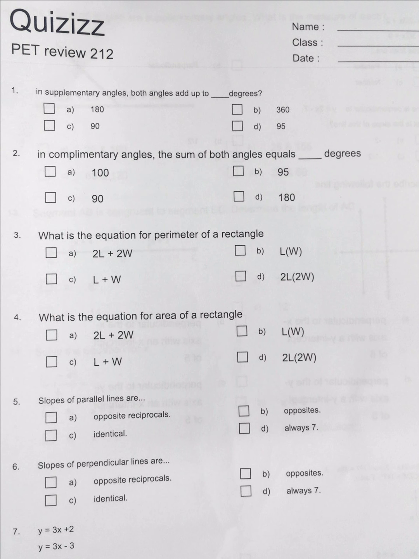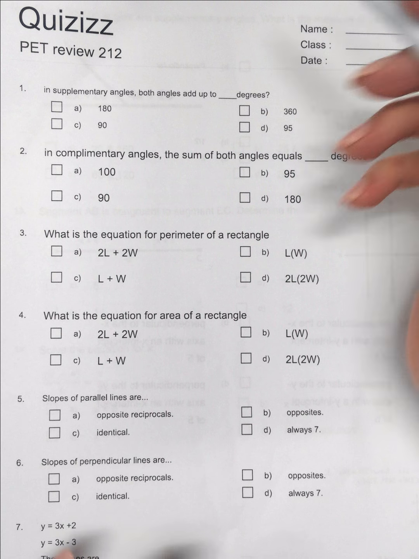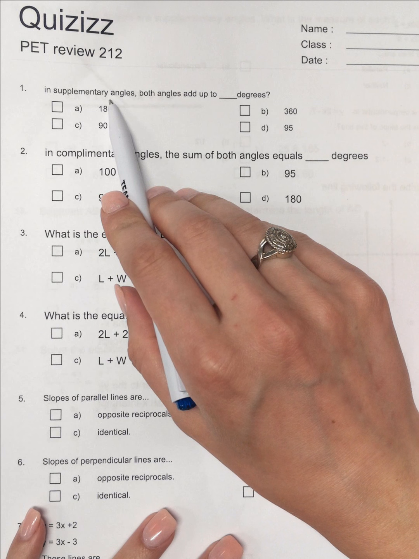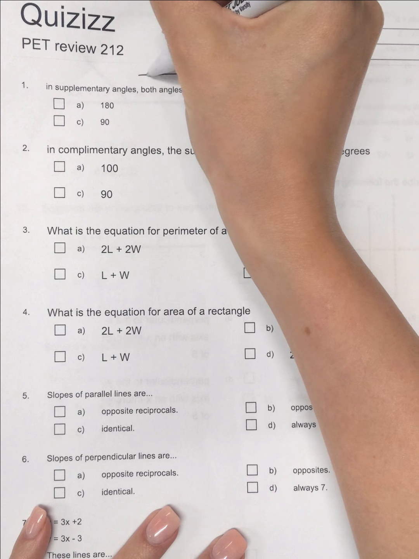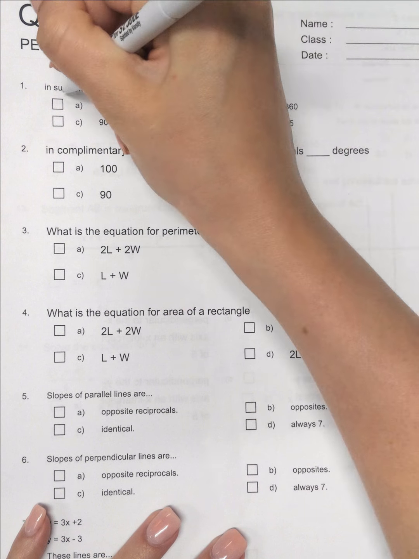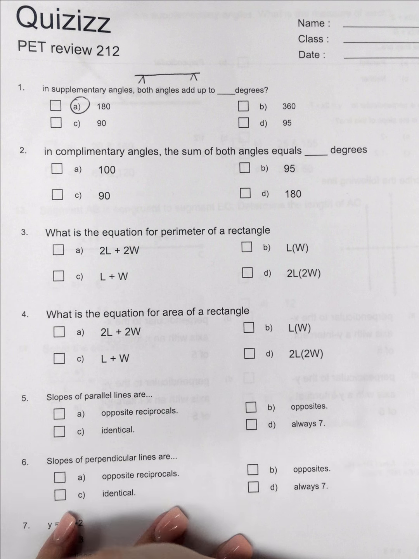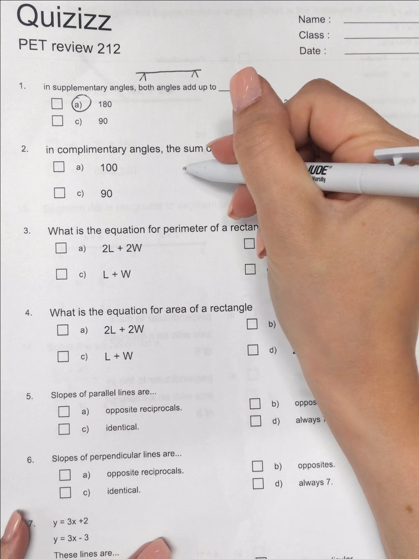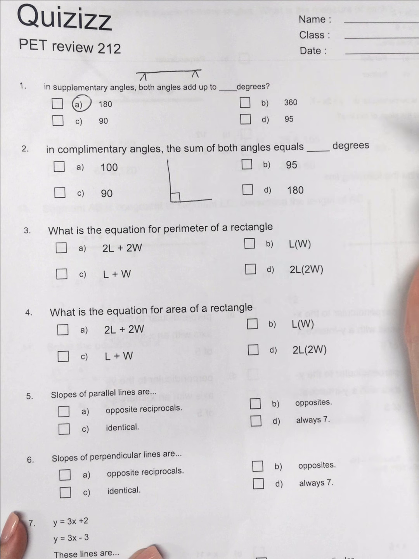Alright, so here's the review for our PET unit, the post-EOC topics. The first part of this is going to be vocabulary. So when you see supplementary angle, you eat your supper at a table. Here's my little table, and a table is 180 degrees. So that's an easy way to remember that supplementary means 180 degrees. Complementary: complimenting people is the right thing to do, and a right angle is 90 degrees.